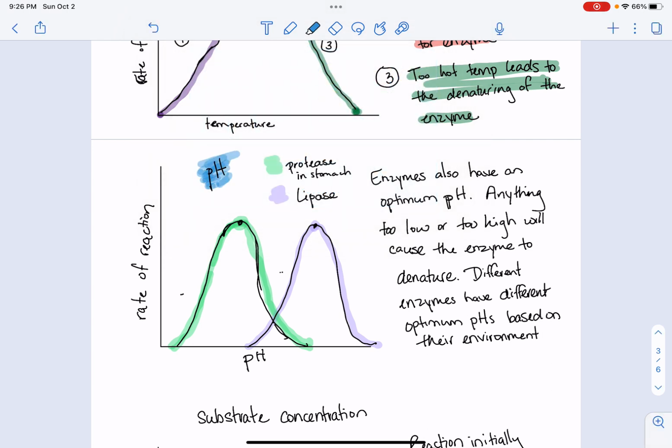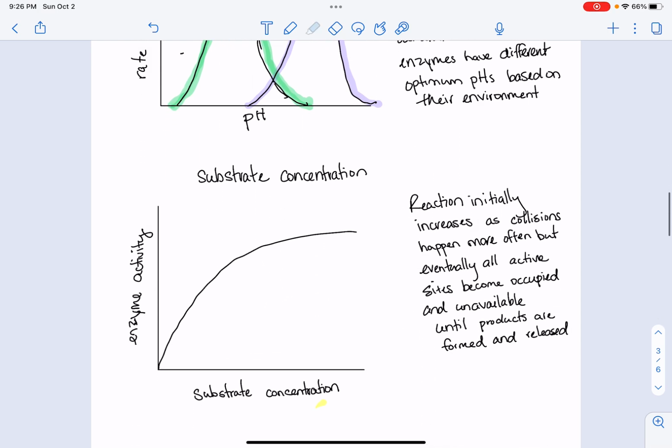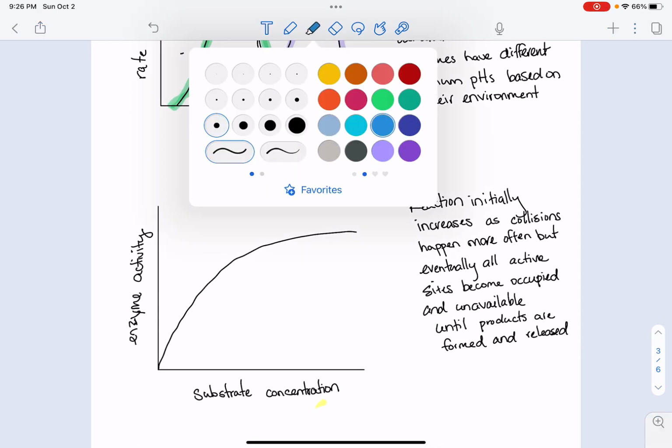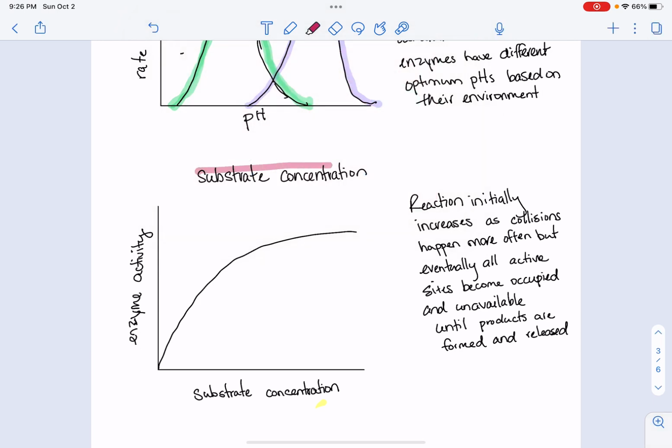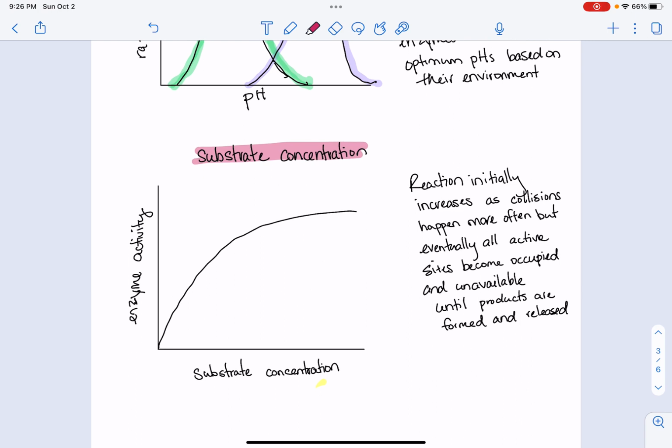And the last thing that we'll look at is substrate concentration. What happens when substrate concentration increases? The rate of reaction will initially increase as collisions happen more often, because there's more substrate to bind to the enzymes. But eventually we reach a plateau, which is basically as fast as the rate of reaction can happen. This is because eventually all the active sites are going to become occupied and unavailable.